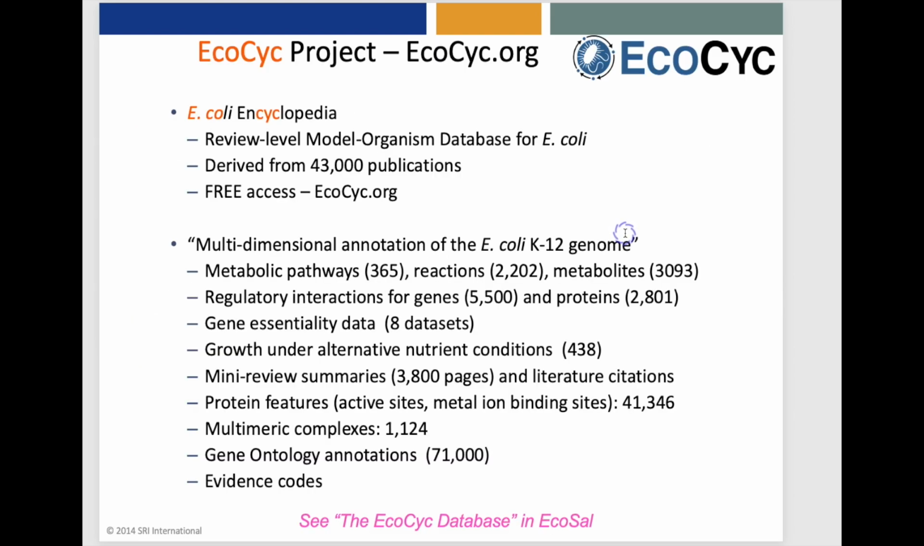One of the most highly curated databases in BioCyc, and the first database, is the EcoCyc database describing E. coli K12. Its contents have been derived from 43,000 publications, and it includes many dimensions of information about E. coli, describing its metabolic pathways, its regulatory network, gene essentiality data, growth under alternative nutrient conditions, and it contains 3,800 page equivalents of these mini review summaries authored by our curators.